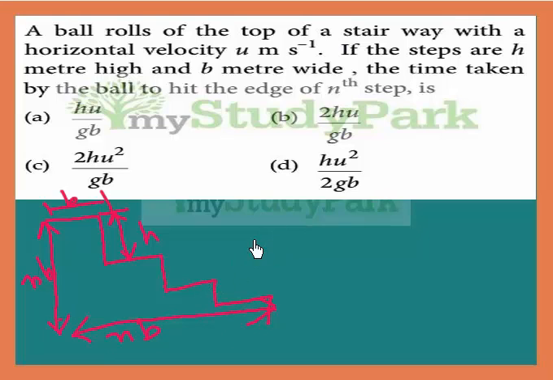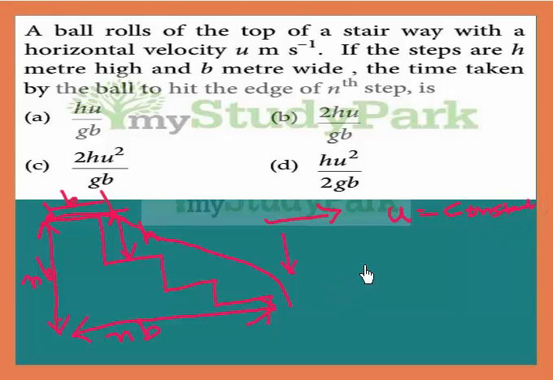Even though this has come as a one-dimensional motion, this is a typical two-dimensional motion problem, because you have a ball which rolls and follows a trajectory like this. So it will have horizontal motion and vertical motion. And since it is moving horizontally with a velocity of u meter per second and nobody is there to resist this ball, assuming that the frictional force is zero, the horizontal velocity u will be constant.